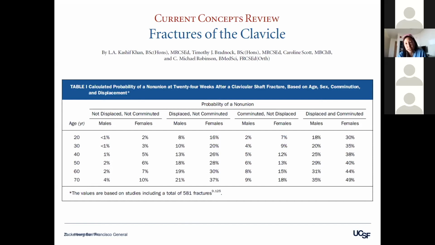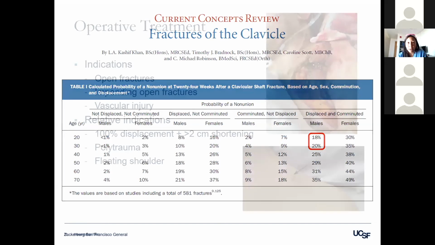This chart was actually interesting. I stumbled upon it when I was making this lecture. Essentially, it was based on a couple of different studies that have looked at non-unions, and the goal of this chart was to be able to counsel patients on where they fall in terms of their probability of getting a non-union, taking into account fracture displacement, gender, and also age. So for our patient, because he's 24, he would fall into a category of having an 18 to 20% non-union risk. That was pretty interesting. I don't know that I'll apply that, but something to have maybe in your back pocket.